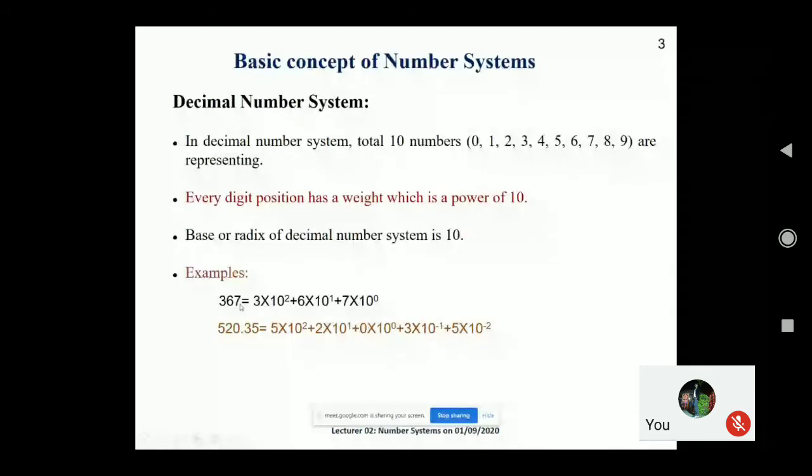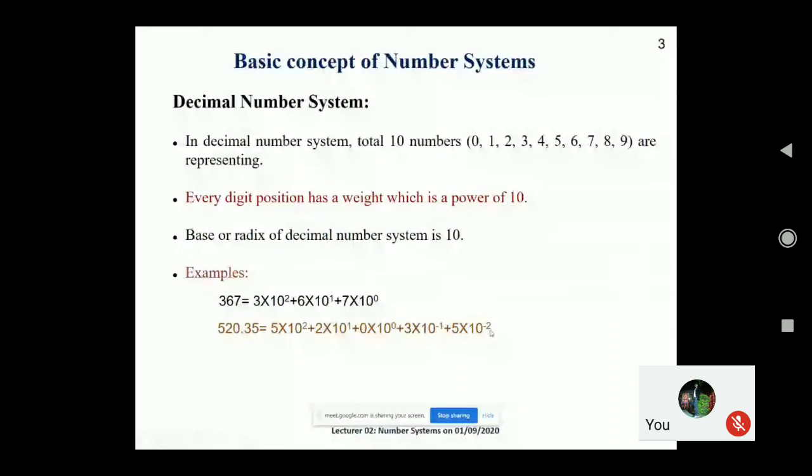And for a fraction after the decimal point, for example 522, this particular fraction is 3 into 10 to the power minus 1, and 5 into 10 to the power minus 1. So this is the basic introduction of the decimal number system.